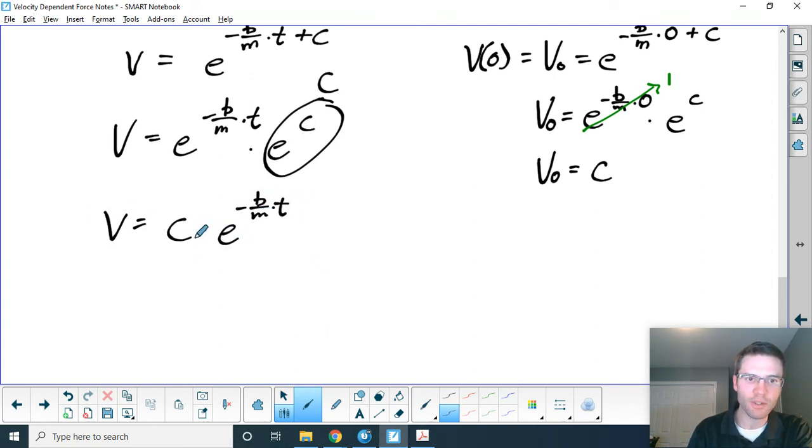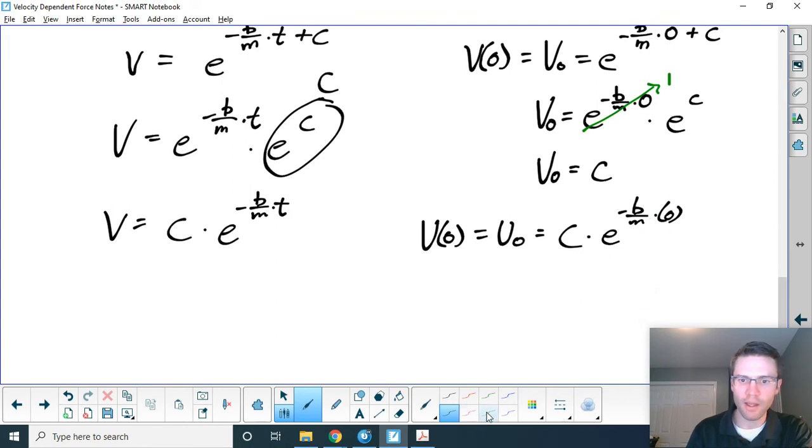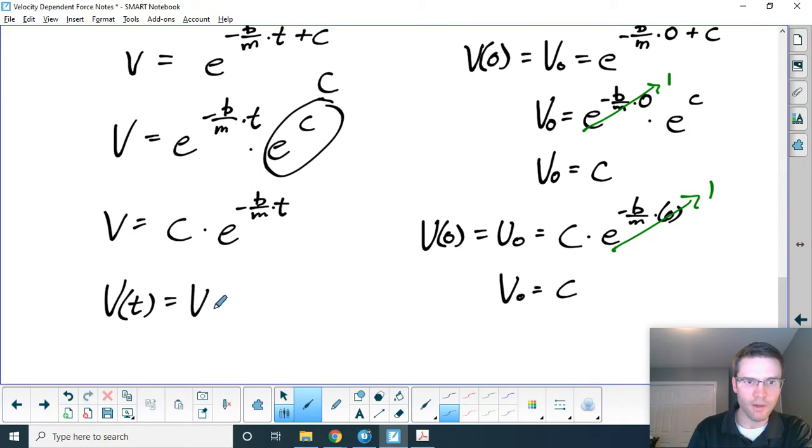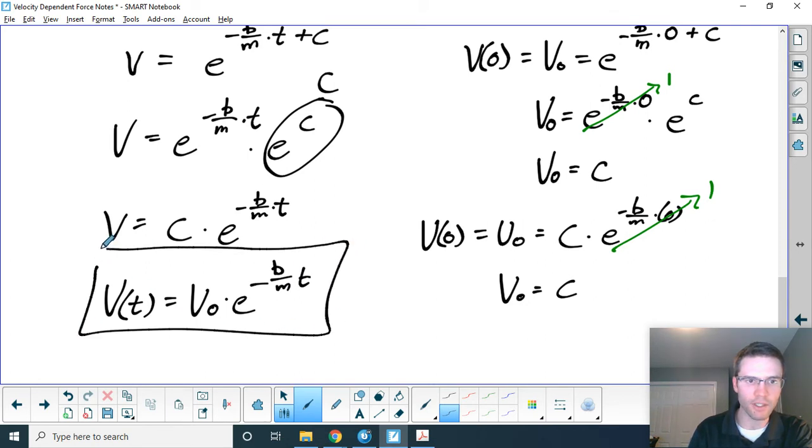And this might make more sense to you if you plug in v0 here. V of 0 equals v0, which equals c times e to the negative b over m times 0. Plug in 0 for your time. This is going to be 1. And now it's a lot easier to see what happens here. Initial velocity is equal to your c, which is in front of it. And you get this. V of t is v0 times e to the negative b over m times t. And there's my velocity function.